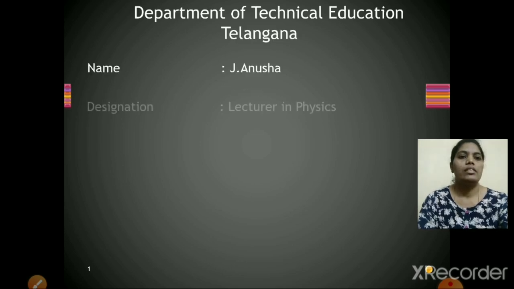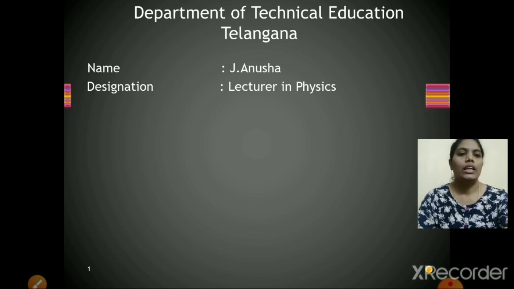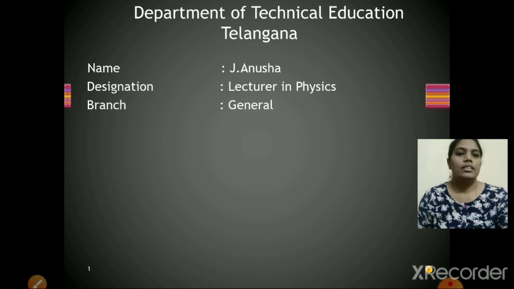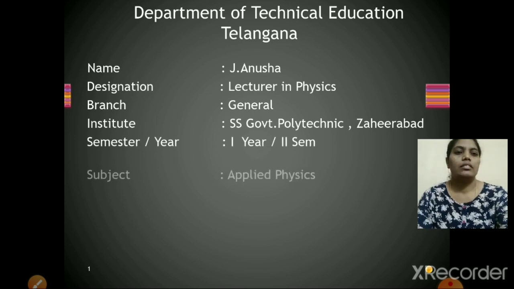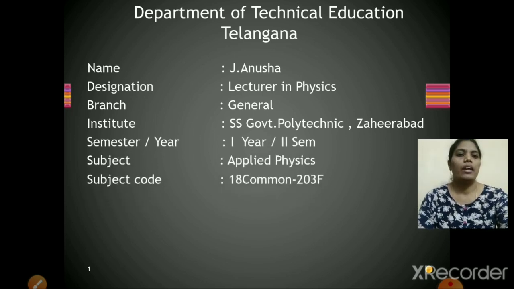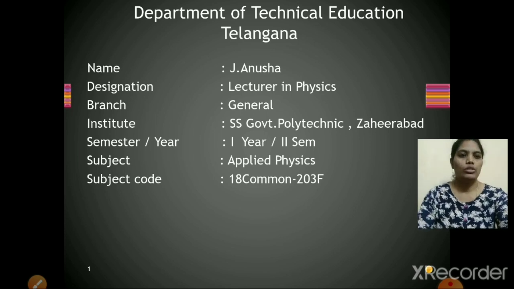Myself, J. Anusha, working as lecturer in physics under the Department of Technical Education, Telangana. I am working in the general department at SS Government Polytechnic, Zahirabad, and I am dealing with the subject applied physics for first year, second sem students. The subject code for this subject is 18 common 203F.